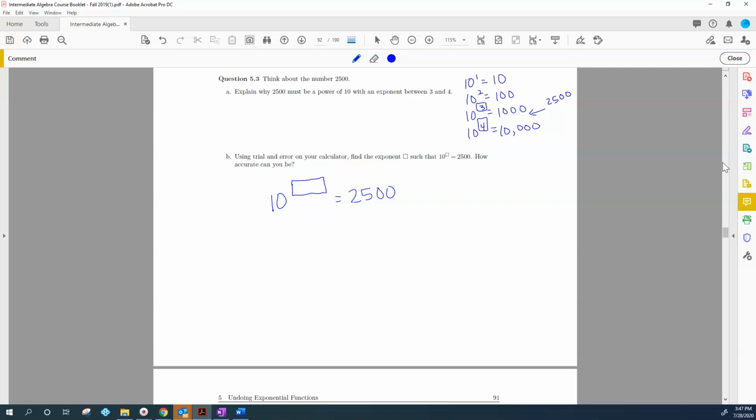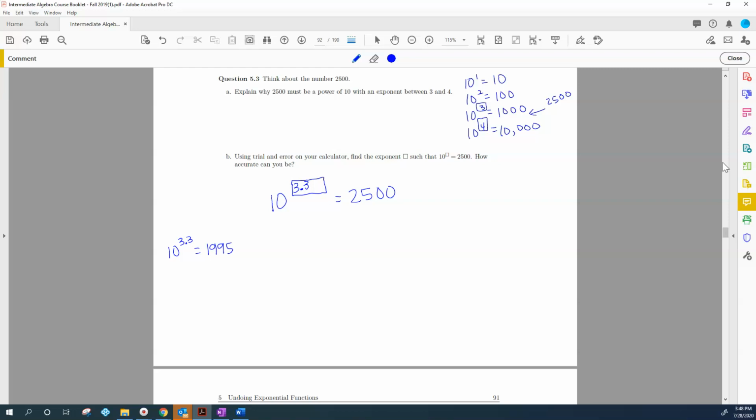So I want you to try and figure out what power gets as close to 2,500 as you can. So we know it's going to be 3 point something here. And I want you to start off maybe with 3.3. So if you try 10 to the 3.3 power, just try that on your calculator. I'm going to write this over here. So 10 to the 3.3 power. If I do it on my calculator, it gives me something close to that.